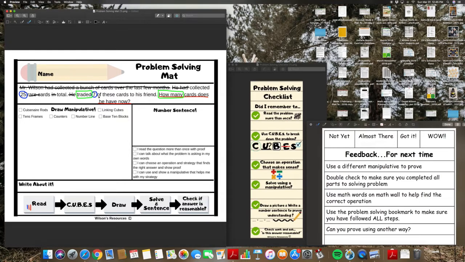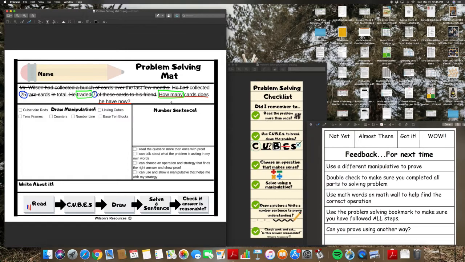And it doesn't really matter that he's giving it to a friend. He could be giving it to a dog, cat, unicorn, troll. It doesn't matter. And then we never eliminate anything from our question. It is sacred. We leave it alone. It's underlined, boxed for a math word. That's it. We don't touch it.